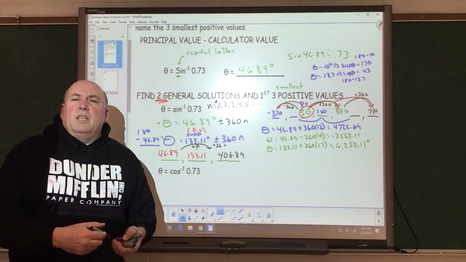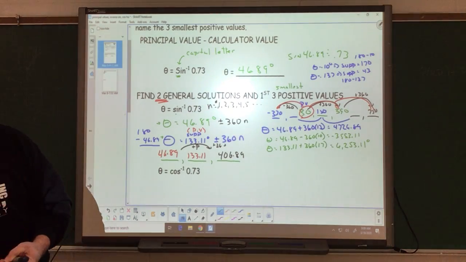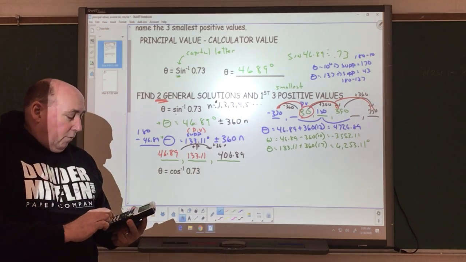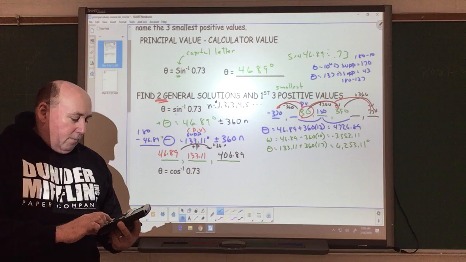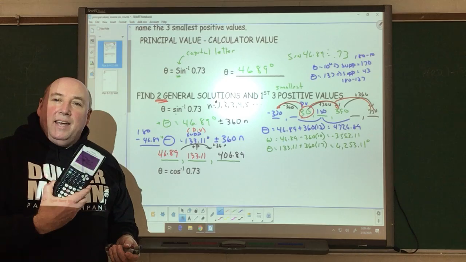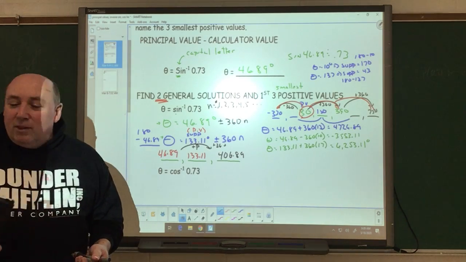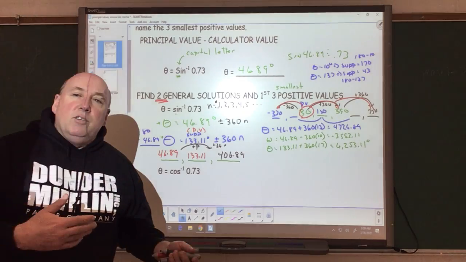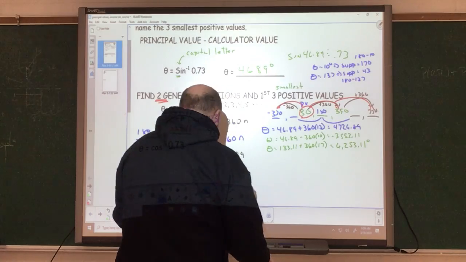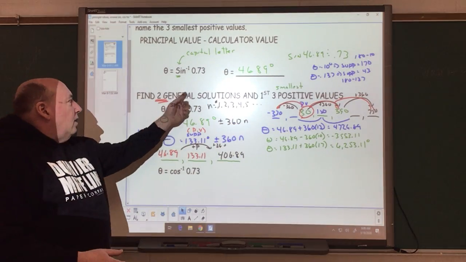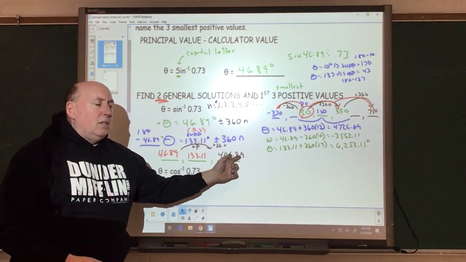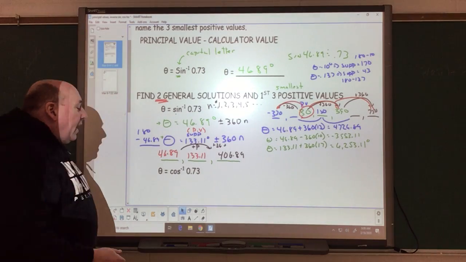Once again, let's just check this to make sure. Let's take the sine of 406.89. And oh my gosh, can you believe it again? 0.730043, it just continues to reappear. So the first two are the two general solutions, and the first three positives here. That's the process we go through. That's for the sine.